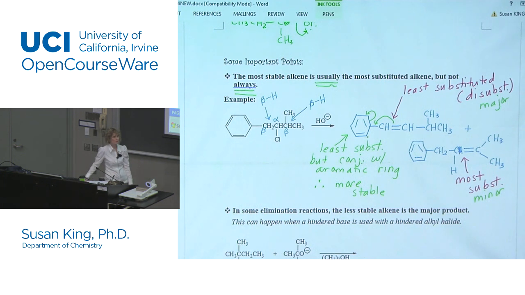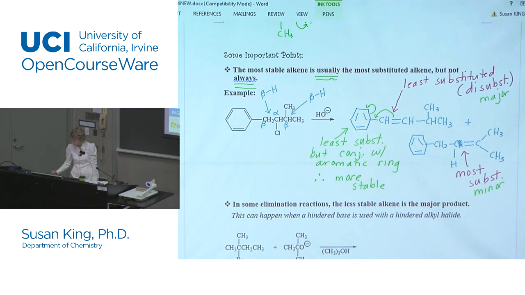Yeah? How powerful is that effect? Like, let's say it was monosubstituted instead of disubstituted. It's still a pretty powerful effect. But I'll try to stay away from those ones where they start to get really close. I try to stay away from those on exams. Okay? Up at the top, it's usually the most substituted, and in this case it's not. So usually the most substituted, but not.